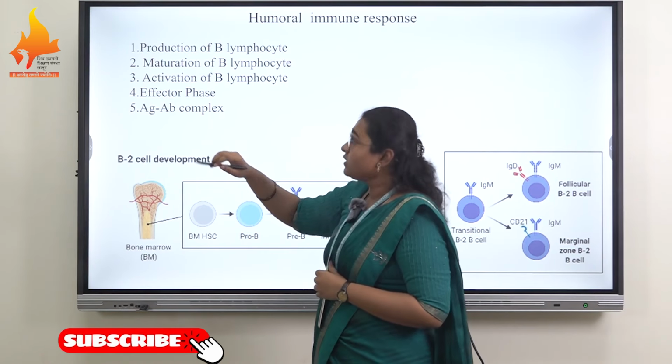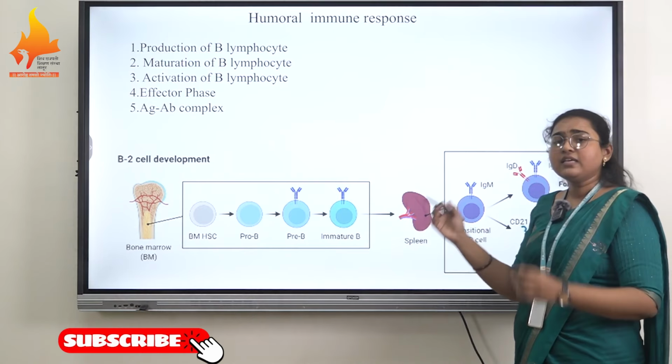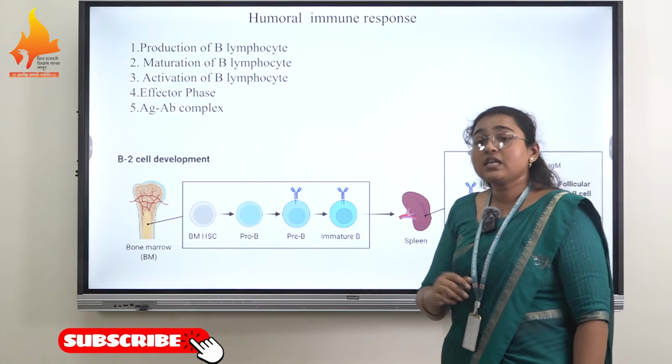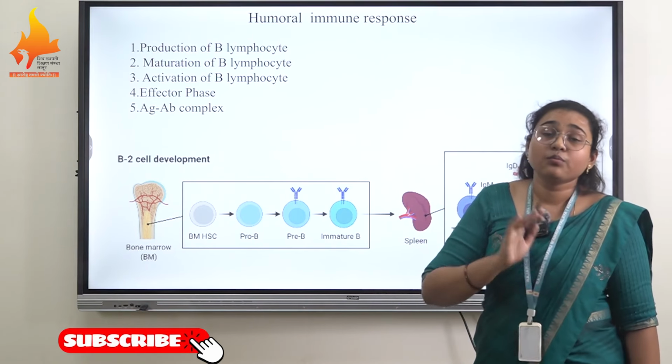As we know, B lymphocytes are produced inside the bone marrow from the B lymphocyte progenitor in the hematopoietic stem cells. These cells then go through multiple stages: we can call them pro B cell, pre B cell, immature B cell, and then there is maturation of the B cell. Maturation of the B cell takes place inside the bone marrow. So what is the difference between a mature B cell and an immature B cell?